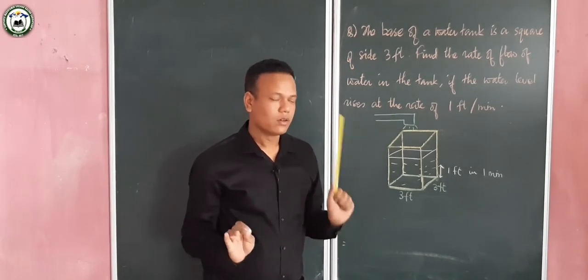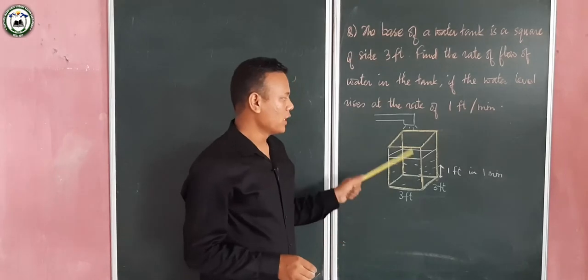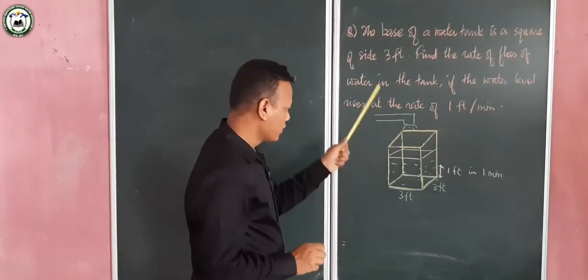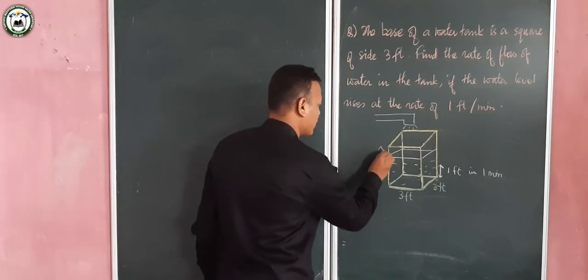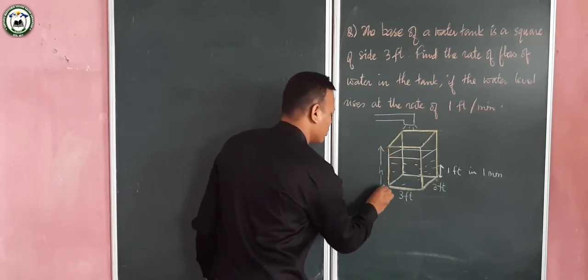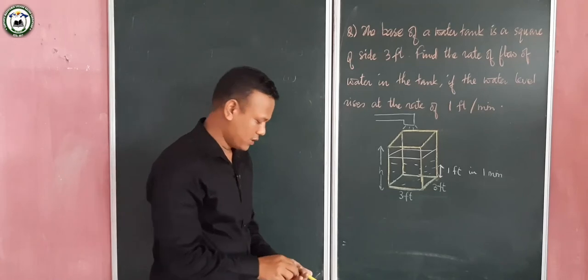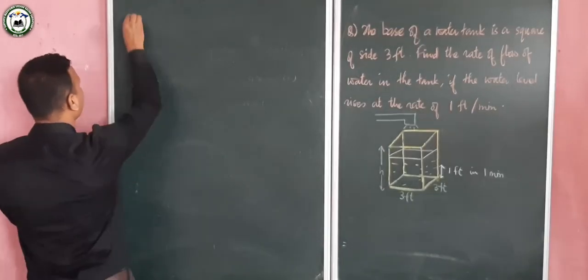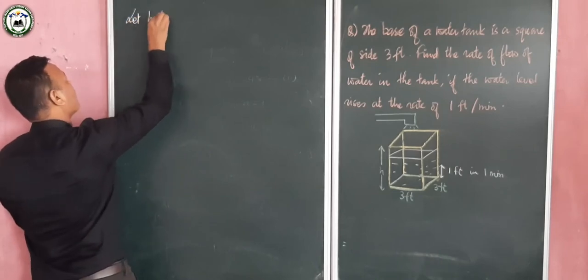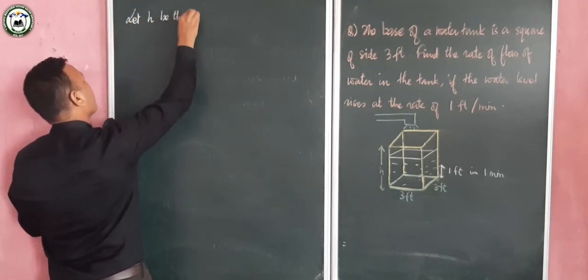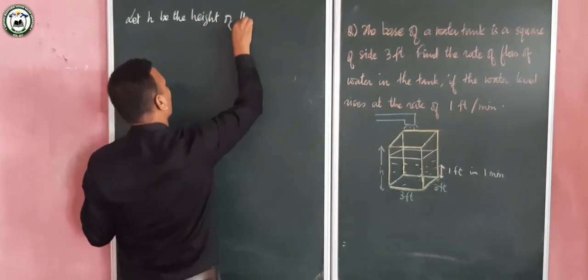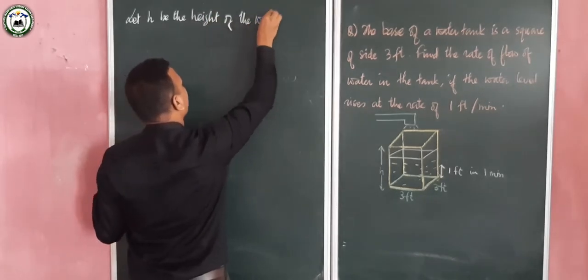Is that clear? Okay, so if this thing is clear to you, now let us begin. Okay, so let us assume that the height of this is h. So h denotes the height of the tank. All right, okay, so let me write, let h be the height of the water tank.